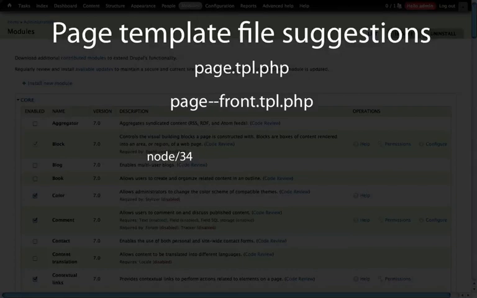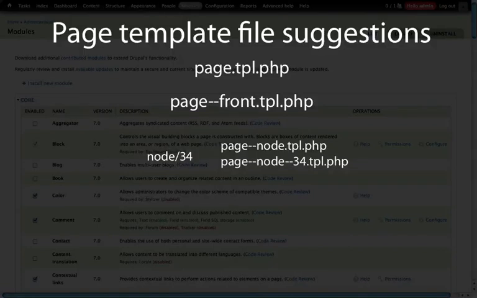And if something matches the first one, for example, say page--node.tpl.php, then that will match node/34. But it will also match any node/ and then some number or some text as well. If we want to be further specific to target just this node, then we can use page--node--34.tpl.php. Now notice that we're separating the particular components that are divided by a slash inside of the path by double hyphens in the file name for the page template file.